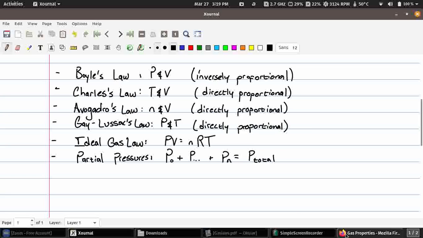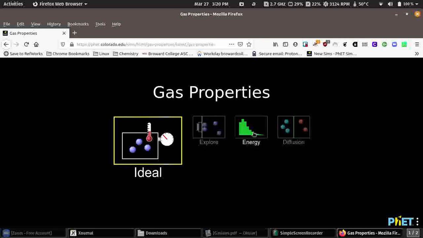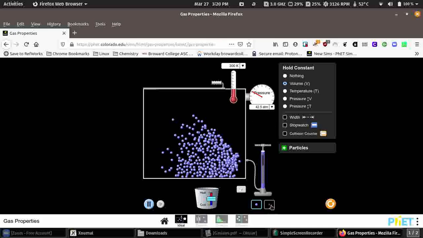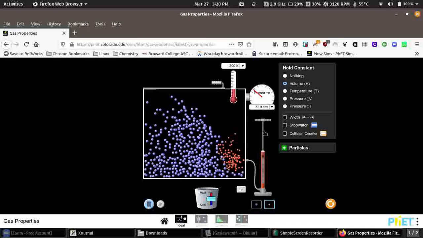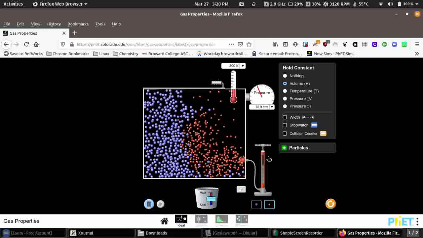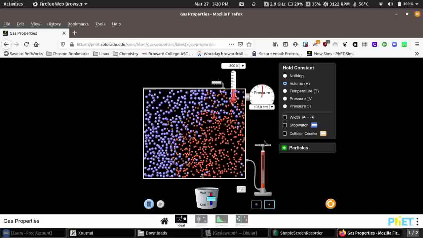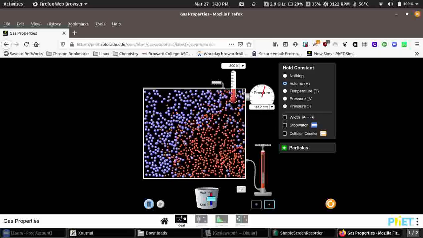I'm going to give you a visual representation of what gas looks like when you have it in a container. So let's see, I'll hold the volume constant. So let's pump some gas in there. And then we're going to pump in some red gas. It's smaller, so it's going to move faster. And then if you look up here, you'll see the more gas I'm pumping in there, the pressure goes up.